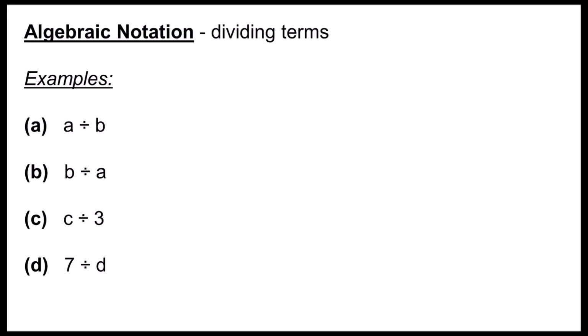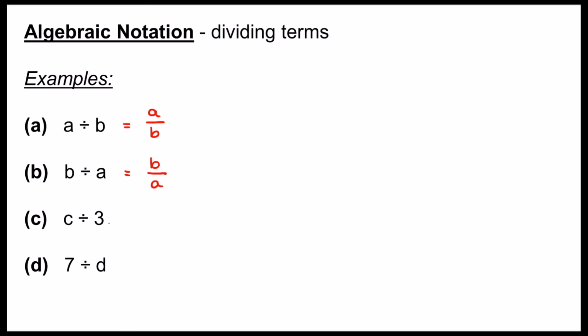The last type of notation that you need to recognise is when we're dividing terms. A division is simply another way of representing a fraction. The first number is the number that goes on the top, which is your numerator, and the number you're dividing by at the end is the denominator, the number at the bottom of your fraction. That means in part A, I can write A divided by B as A over B as a fraction like that. In the second example, B divided by A, it looks very similar, but this time I need to make sure B is on the top and A is on the bottom.